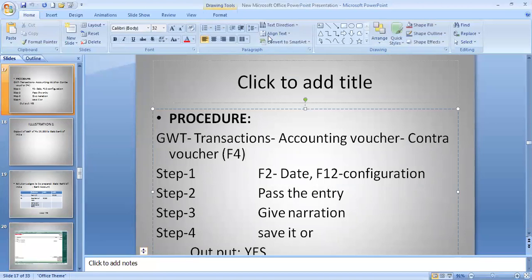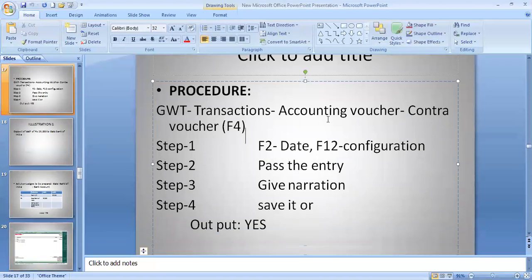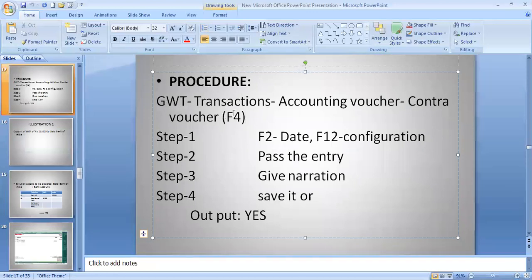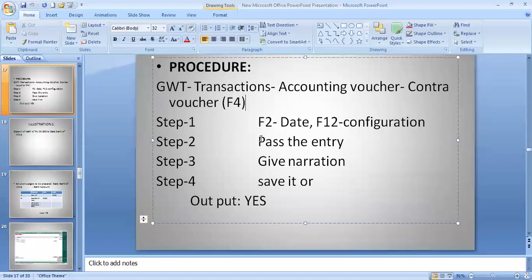The procedure for moving ahead with a transaction: go to Gateway of Tally, then Transactions, then Accounting Vouchers, then click on Contra Voucher, that is F4. So how to move on with it? Step 1 deals with F2, that is the date. You need to give a certain date for it. F12 is configuration. Step 2 is passing the entry. Step 3 is giving a narration. Step 4 is saving it, that is accepting it, with yes or no. Clear?